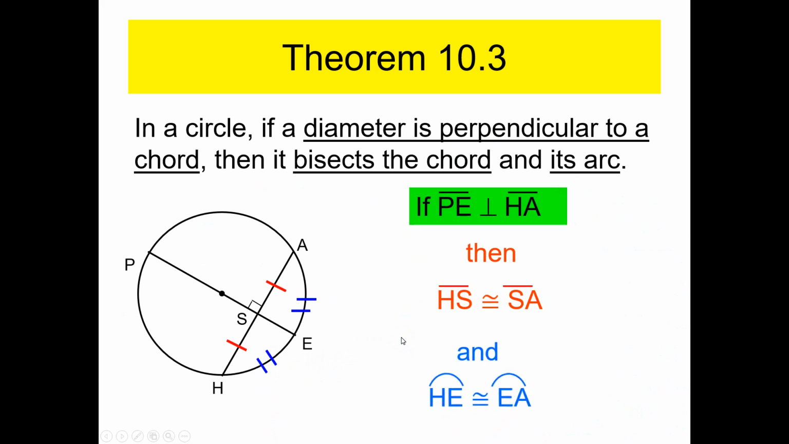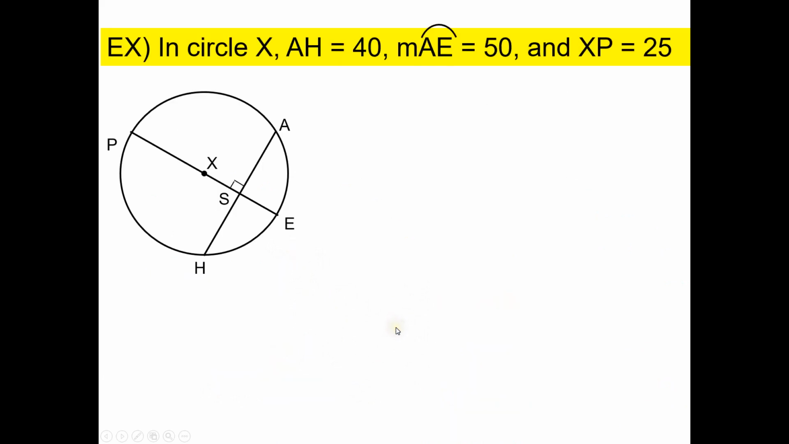Okay? And yeah, they're congruent as well. All right, so now let's go here to this. If I've got circle X and AH is this chord, which is 40, and then AE is this arc, which is 50, and then XP is this radius that's 25. Okay, so what is SA going to be?